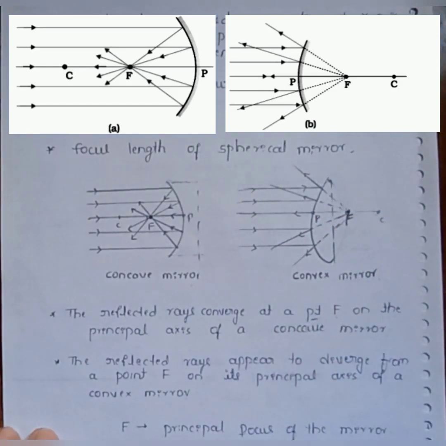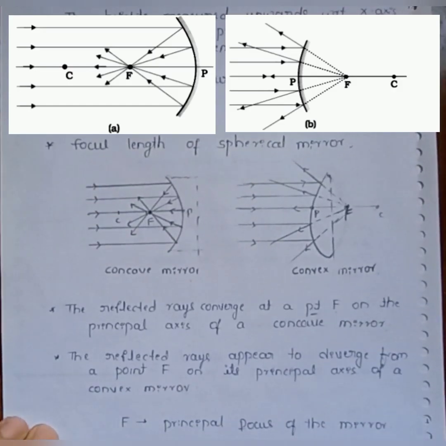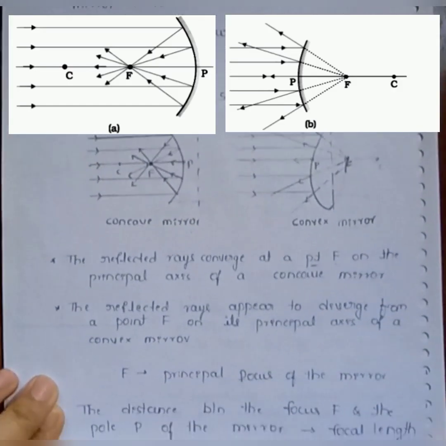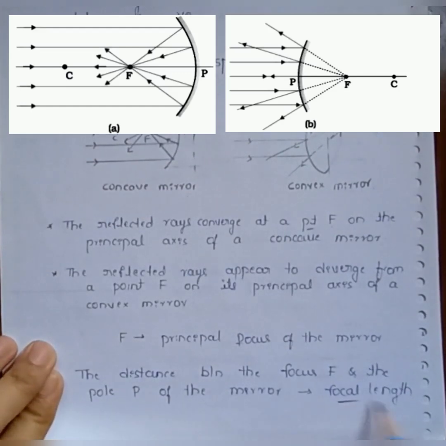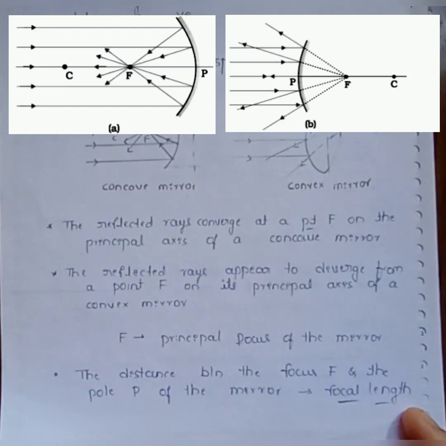Here F is the principal focus of the mirror. The distance between the focus F and the pole P of the mirror is called the focal length.